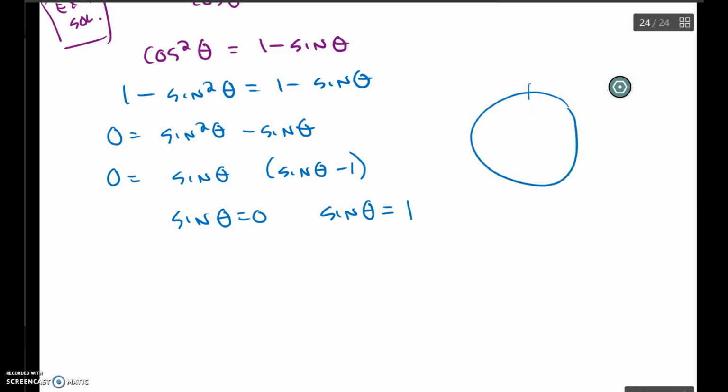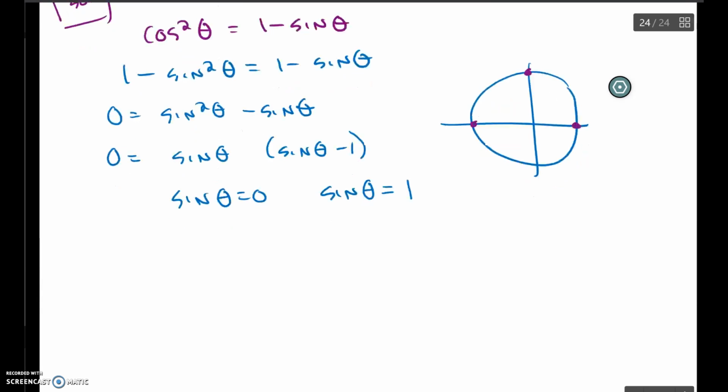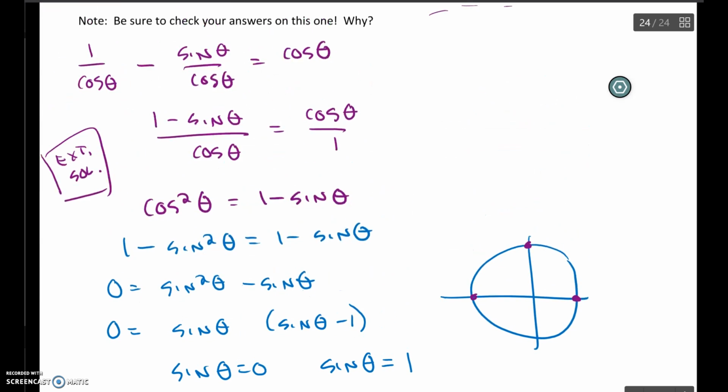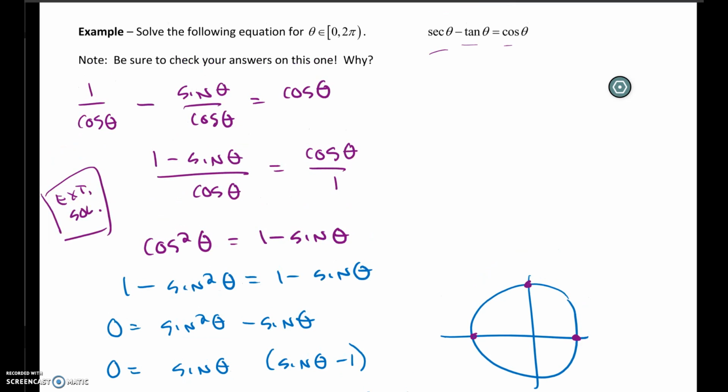Unit circle time. Sine is the y-coordinate. The y-coordinate is 0 here and here. It's also 0 there. So we've got 3 solutions. But I have to check them with the original. So I've got to check 0, pi halves, and pi.